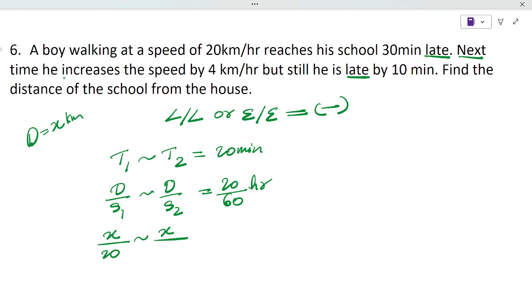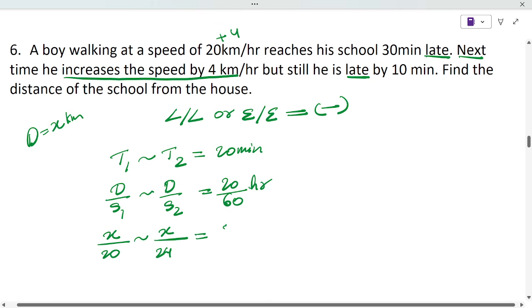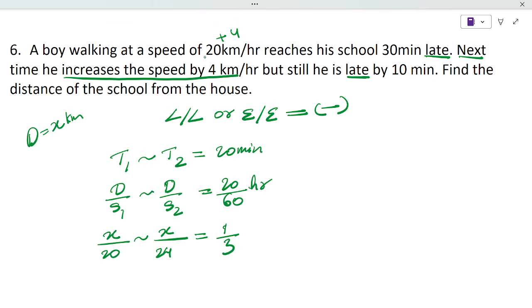Next time he increases the speed by 4 km per hour. That means 20 km per hour plus 4 km per hour. So the next speed is not 4 km per hour, it's 24 km per hour. Because the 4 km per hour increase, the time difference is equal to 1 by 3. Can we write this way? Of course.